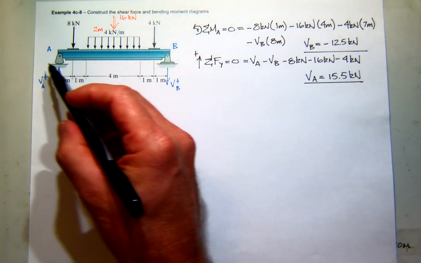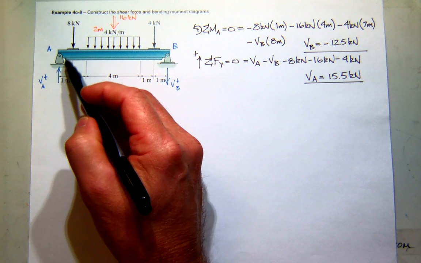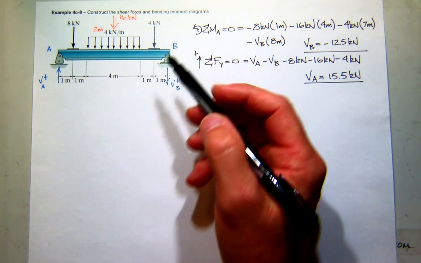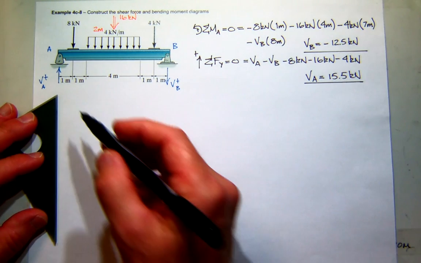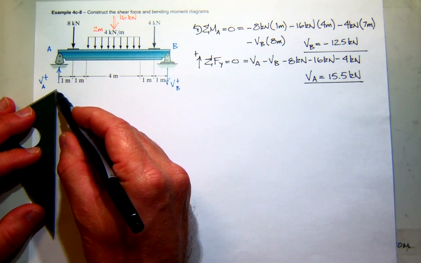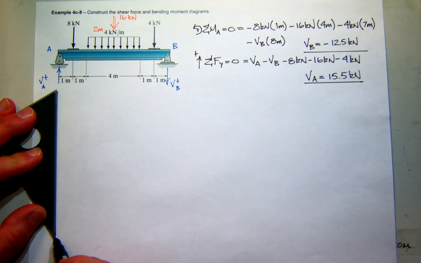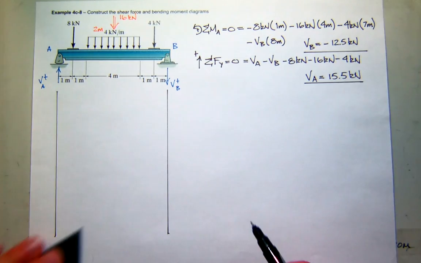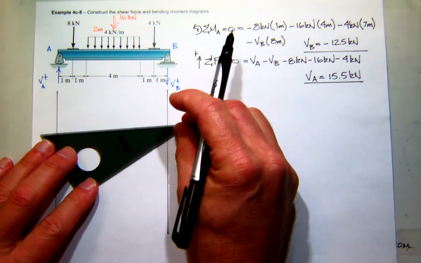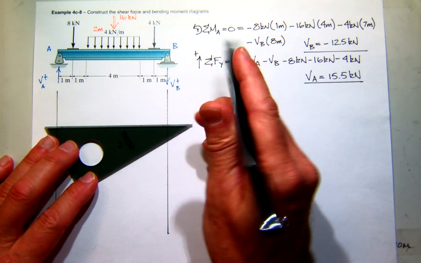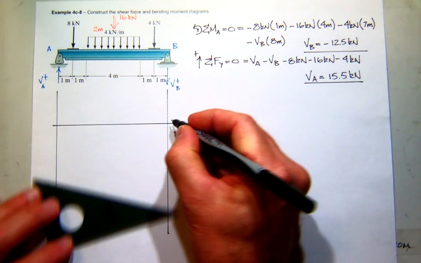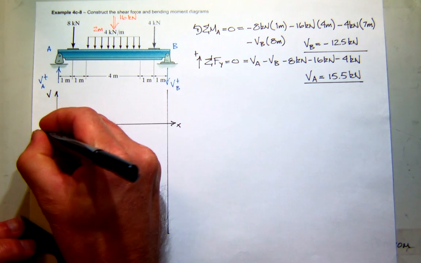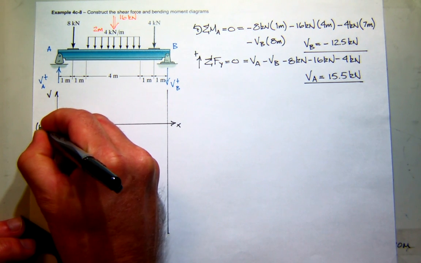By the way, we're talking about it. What would be the moment at A? 0. What would be the moment at B? 0. So we've got our boundaries. So with that set, I'll go ahead and draw a template. Left edge, right edge. And for the shear diagram, I'll establish a positive x-axis and a positive shear, and all my numbers will have kilonewtons for force.